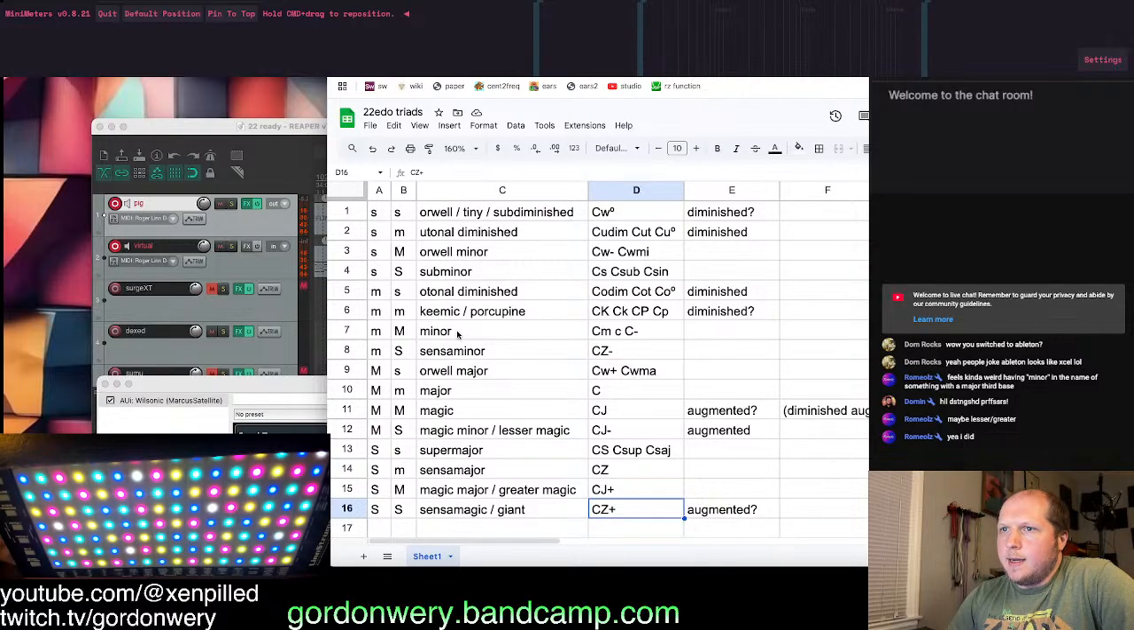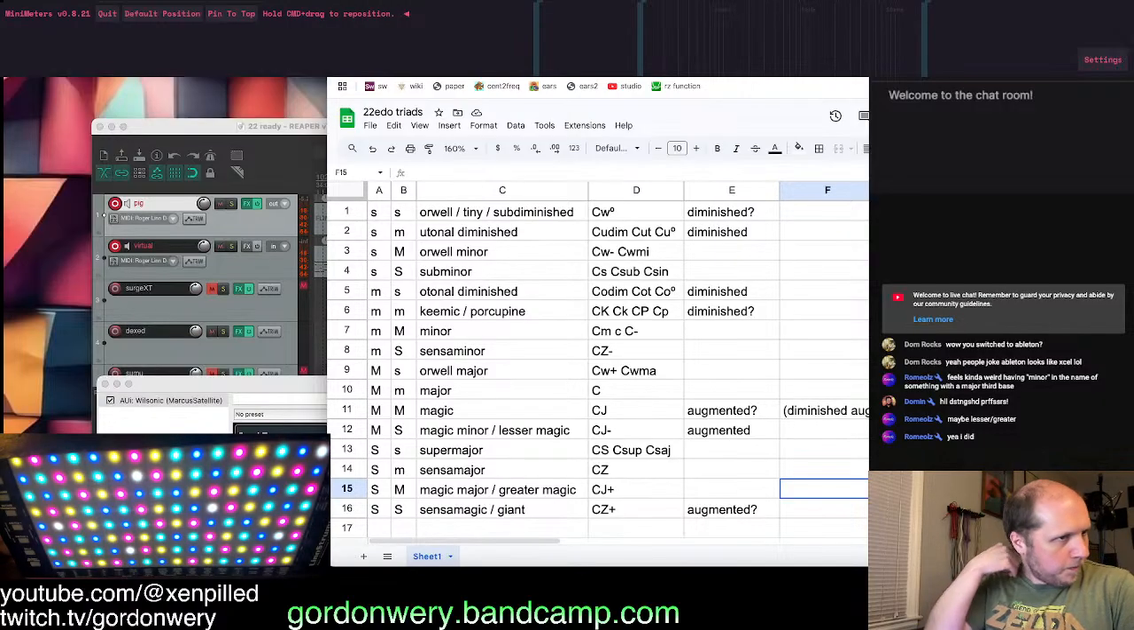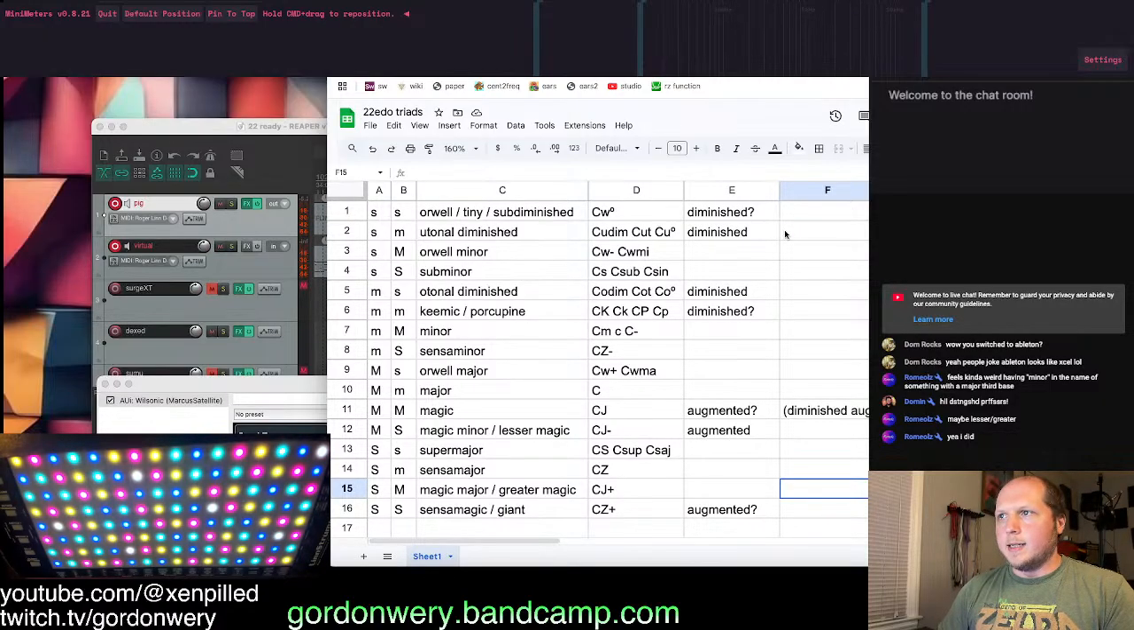But yeah, and that, as you can see, is all these triads. And there you have it. So this is a naming scheme for all 16 22 Ito triads. And yeah, I came up with this based on conversations in the xenharmonic alliance. I definitely didn't come up with it on my own, really, but based on those conversations, I put this together.